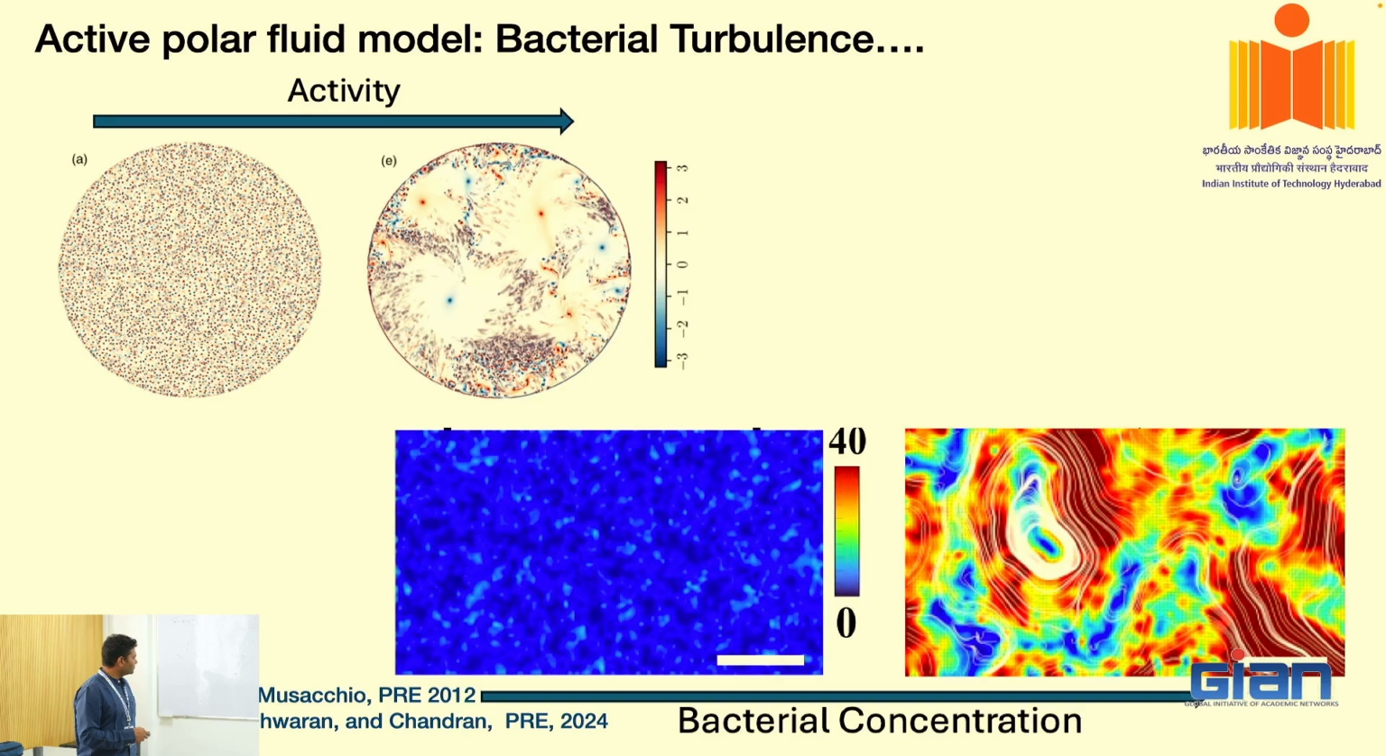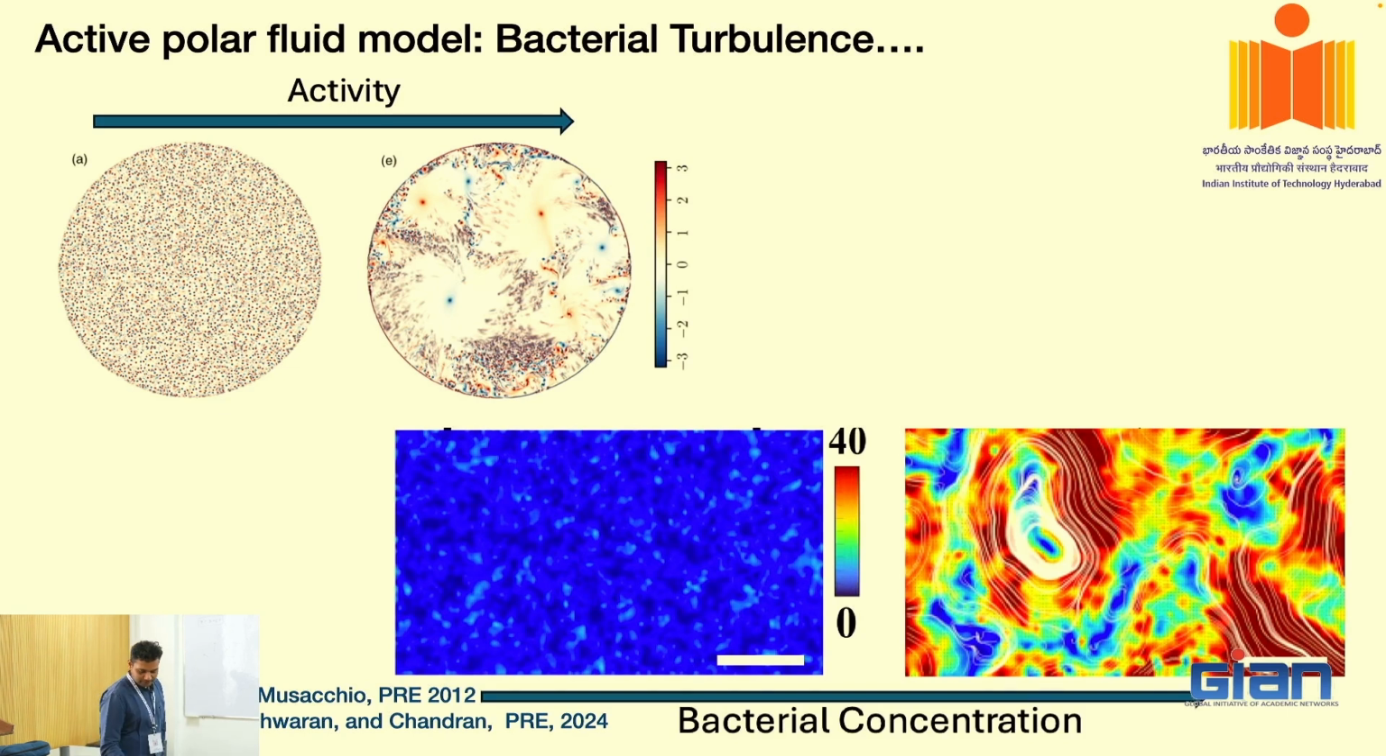But if you look at it carefully, you can see that there are structures which are very small. But if you focus on the right hand side, where bacterial concentration is high, which means that the activity is large, the size of these structures is large. So you can already see in experiments that there is some degree of correspondence: if you increase activity, the sizes start to increase.